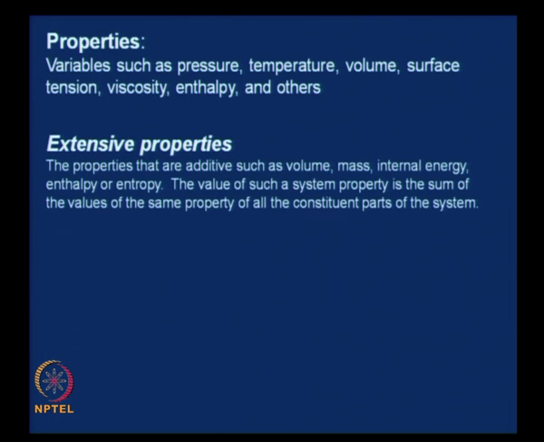Typically the value of such a system property is the sum of the values of the same property of all the constituents of the system. If there are very many different constituents of the system and we add the volume of each constituent, the volume of the system, total system, is the sum of the volumes of all its constituent aspects or constituent parts.